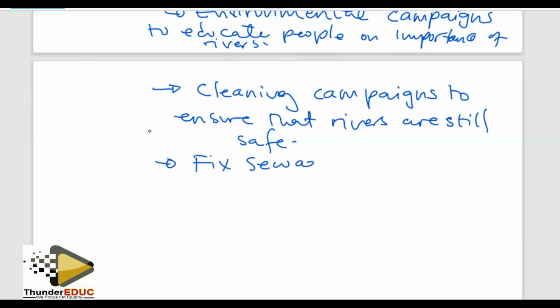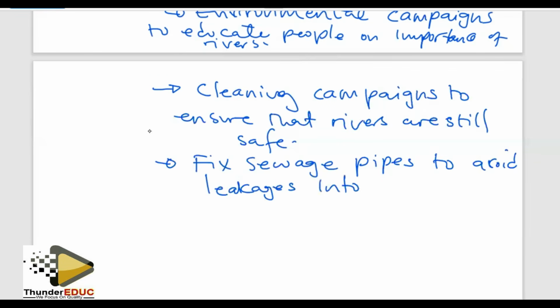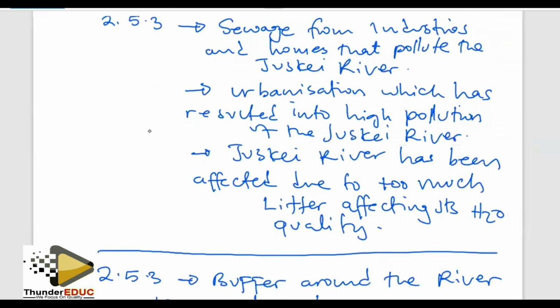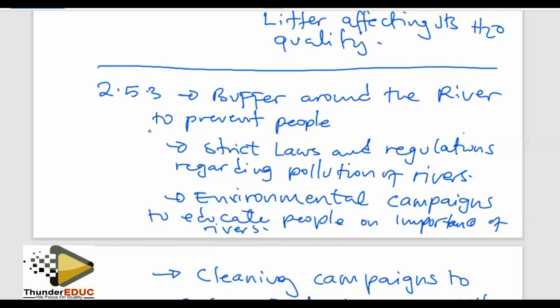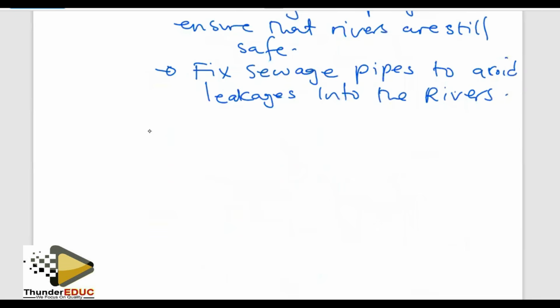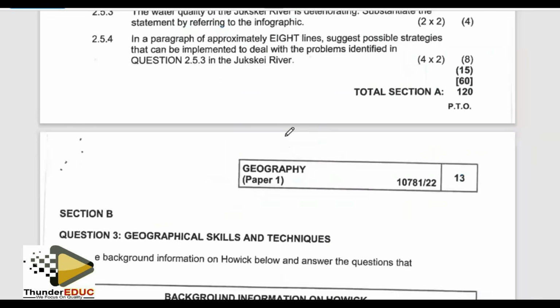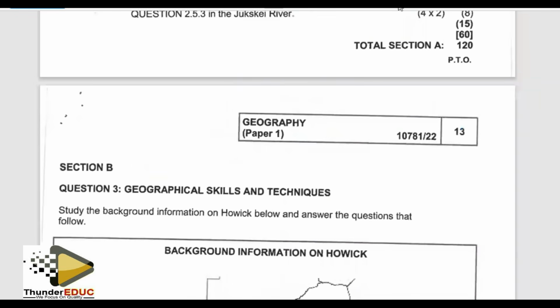Fix sewage pipes to avoid leakage into rivers. That is among others. First take a glass of water, then I'll share. Okay.